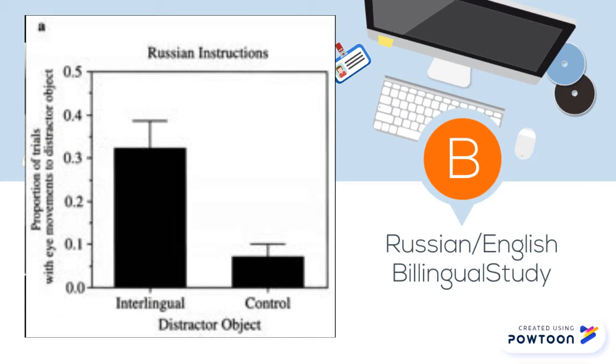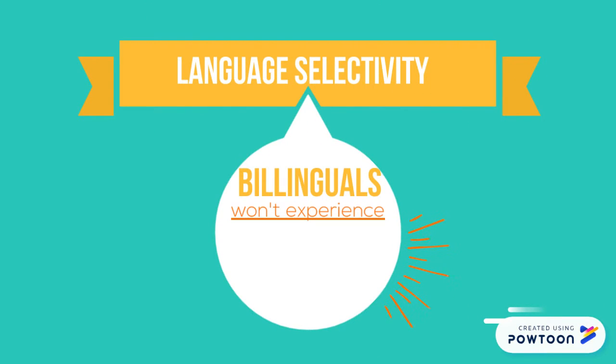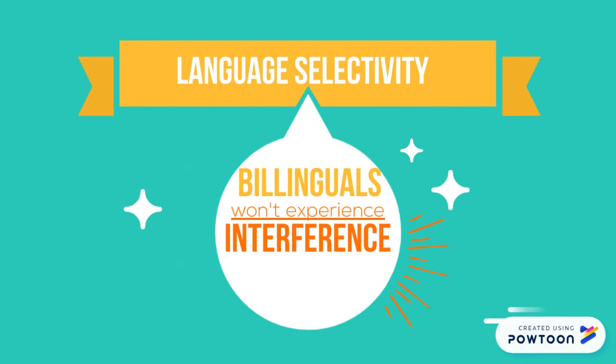Interlingual homographs showed that the words in both Russian and English were constantly activated, and therefore one had to be constantly inhibited, which interfered with each other. Next is the light switch theory. This is the language selectivity theory, which predicts that bilinguals won't experience interference from one language when using another, meaning you can switch one language off.